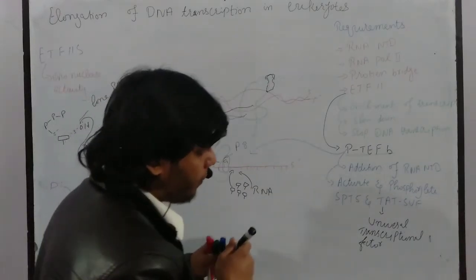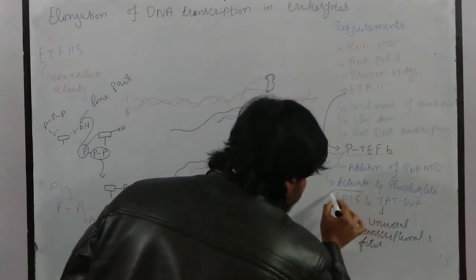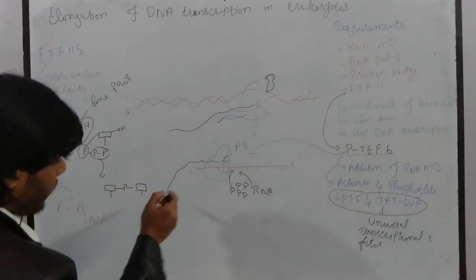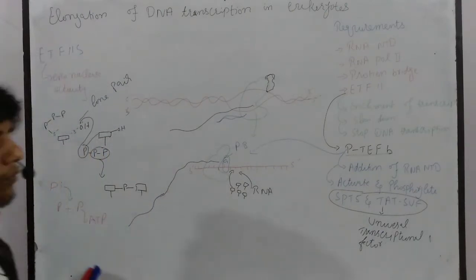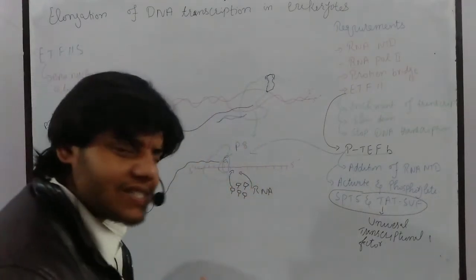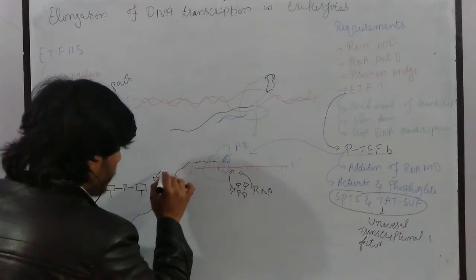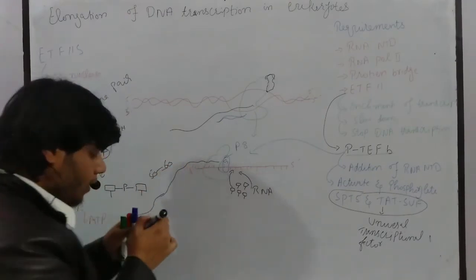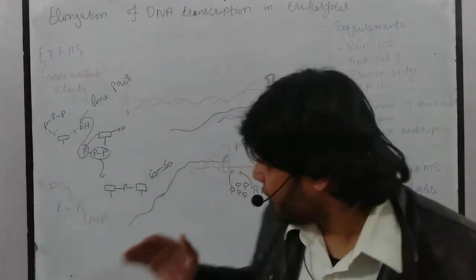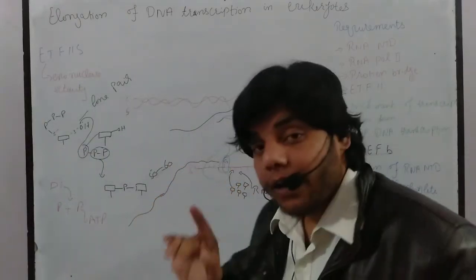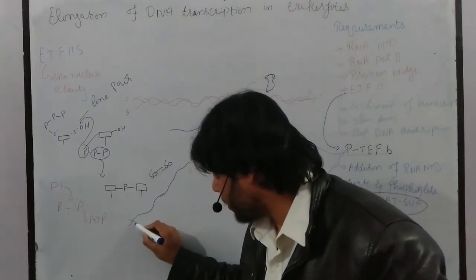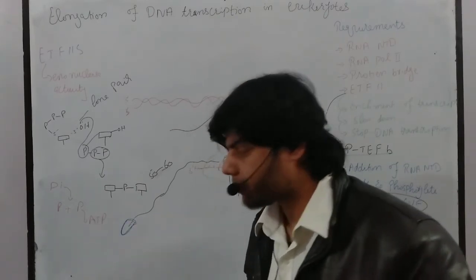Now after that, what happens? These 2 factors are recruited. And this, let's suppose, is the long chain of the RNA. Now at the 5' end, after the addition of 50 to 60 nucleotides, what happens? 5' capping will occur. So this is the 5' end, and here a cap will be formed.